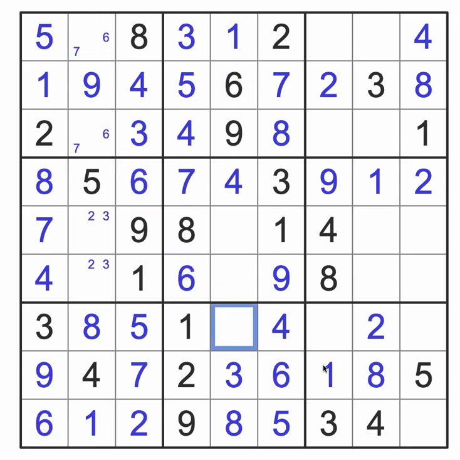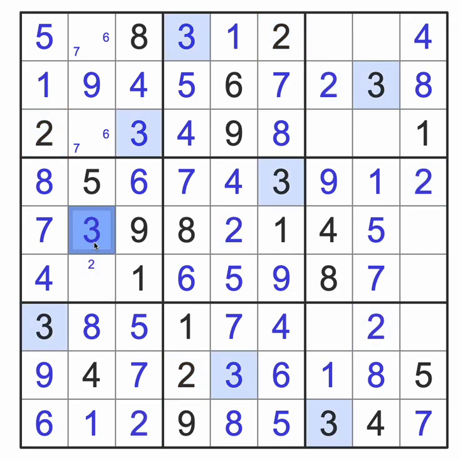Oh, and this is 7, which blocks these, gives me 7 here, which blocks these, and the 7 in box 4 blocks this cell, gives me 7 here. This 7 blocks these. Oh, it's already, sorry. So 5 in box 9 blocks these, gives me 5 here, which blocks this cell, gives me 5 here, which gives me 2. That gives me 3, 2.